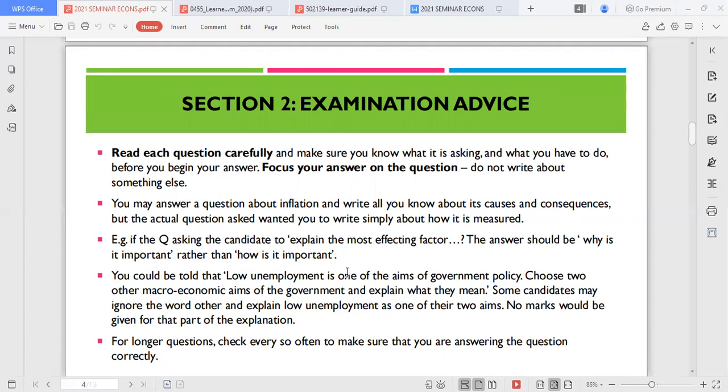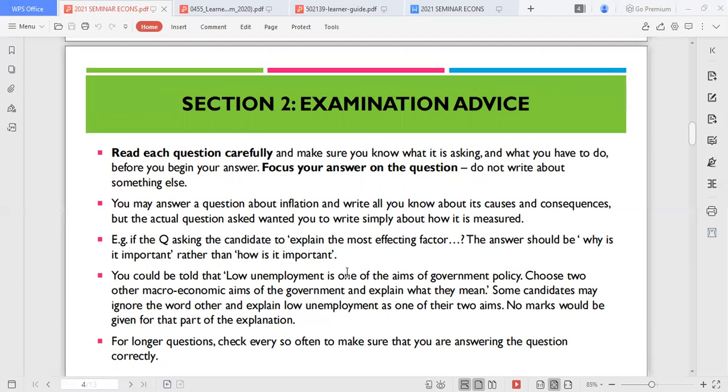All right, from day 1, I'm emphasizing that you read each question carefully. Understand the question, then you analyze it. You may answer a question about inflation and write all you know about the causes and consequences. But the actual question asks you to write simply about the measurement. How to measure inflation, CPI. Simple.